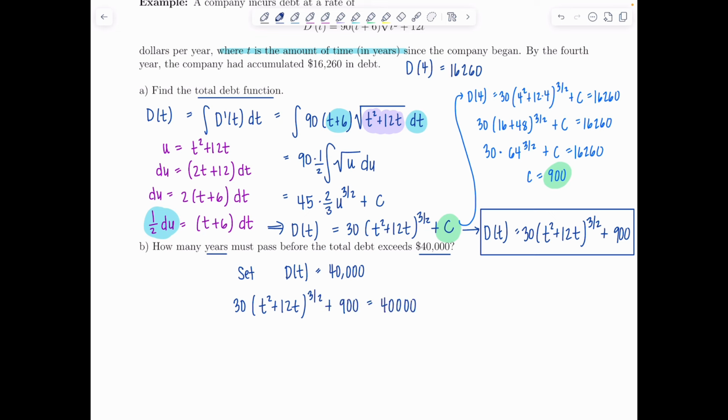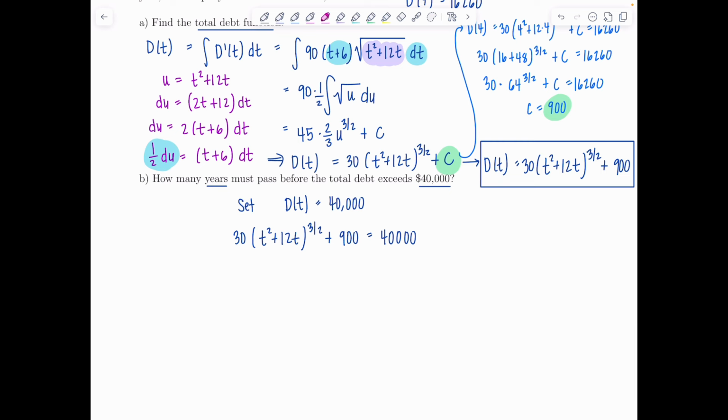And this isn't going to take any calculus. It's just ugly algebra. My apologies. So first you would subtract 900, right? Okay, hang in there. 30 times t squared plus 12t to the 3/2 would equal 40,000 minus 900, which is 39,100. Then divide by 30, exactly. Divide by 30, divide by 30.